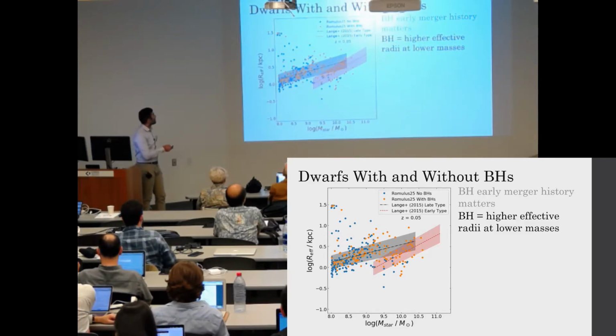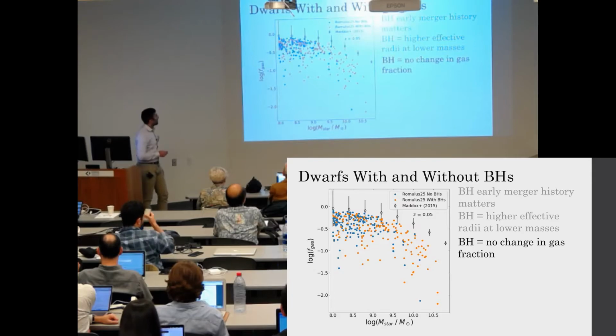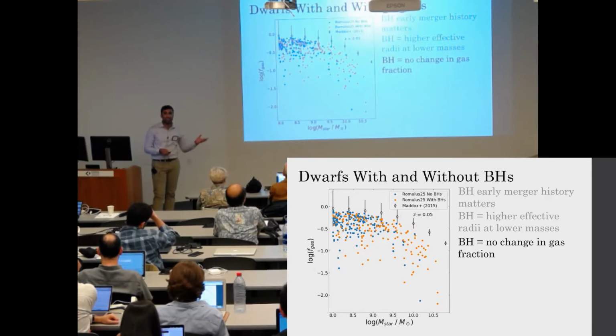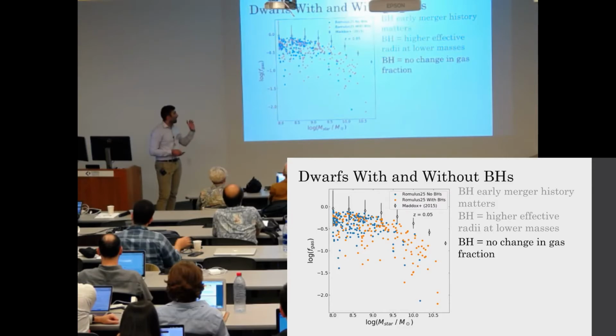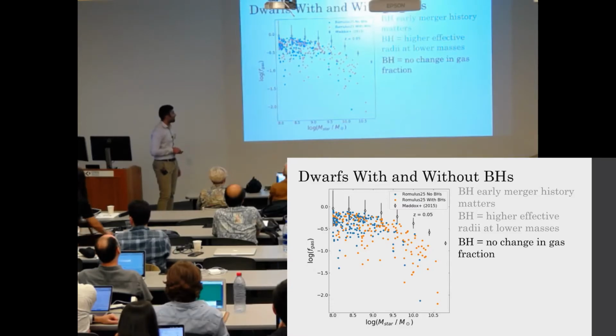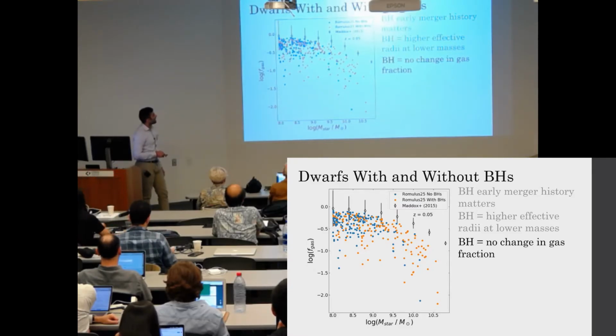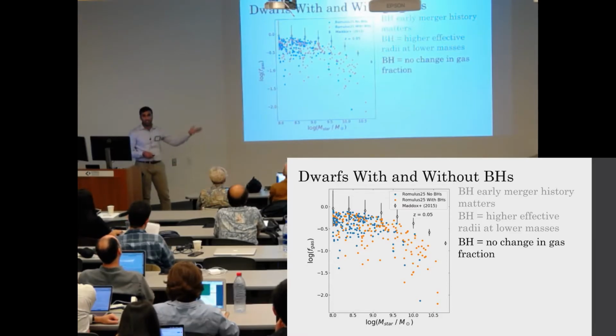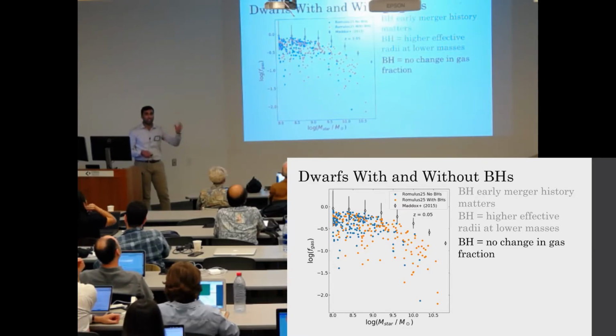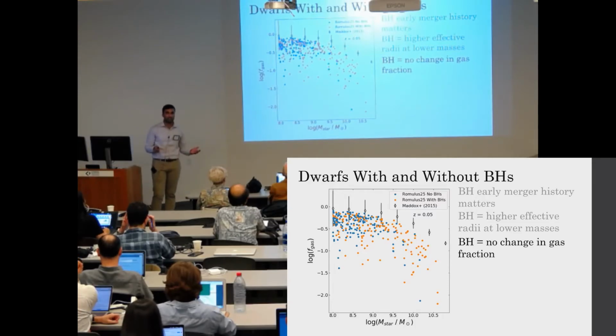So we can move on to looking at the gas fraction. And so when I say gas fraction, I'm looking at the HI gas fraction. Plotted on the y-axis is the gas fraction, and on the x-axis is the stellar mass as usual. And what we find is that there doesn't seem to be much of a relationship between the presence of a black hole and the gas fraction. So having a black hole doesn't actually seem to change the total gas fraction of a galaxy.